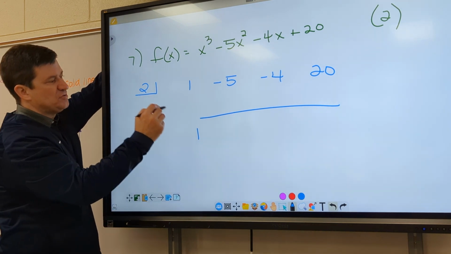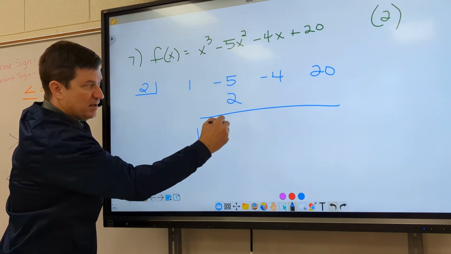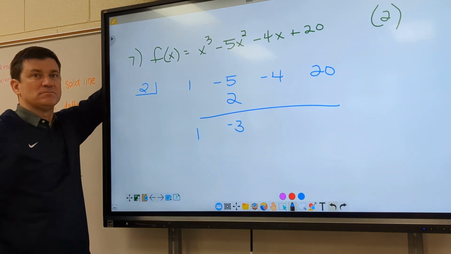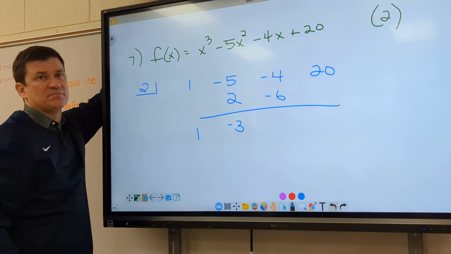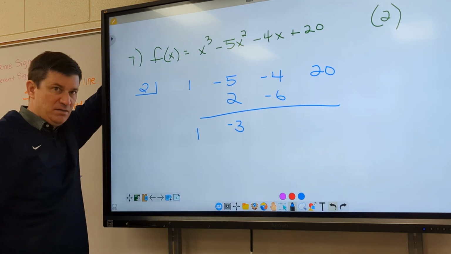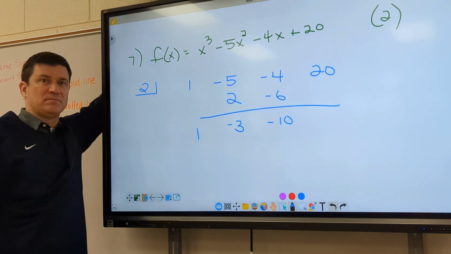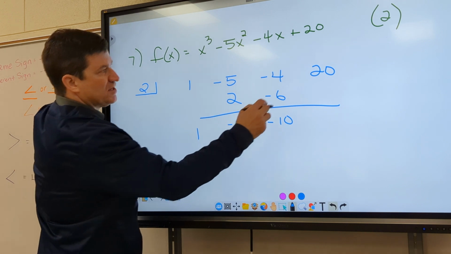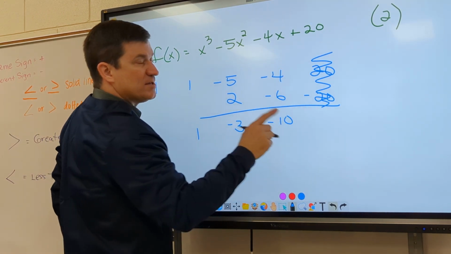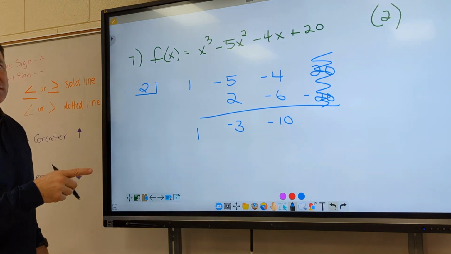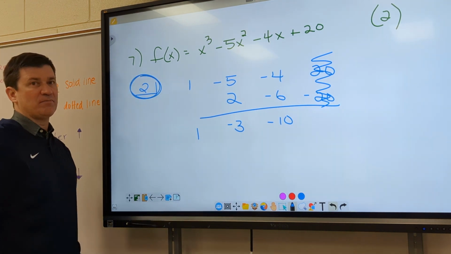Start on synthetic division. You take the first number, and you bring it down below the line. Okay? 2 times 1 is 2. Add them up, you get negative 3 in that spot. 2 times negative 3 is negative 6. Add them up again, you get negative 10 in that spot. 2 times negative 10 is negative 20. Now, star, your last column should always cancel out if you've done this right. And when it does cancel out, it means that is your first answer for the problem.